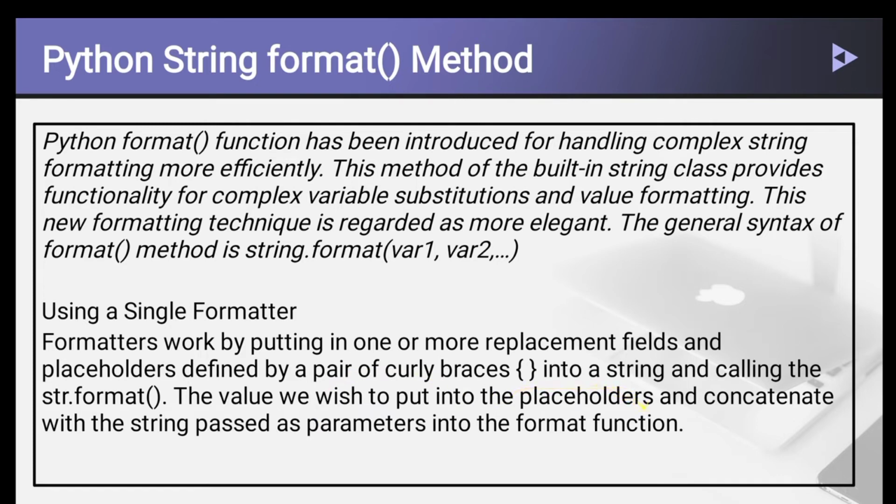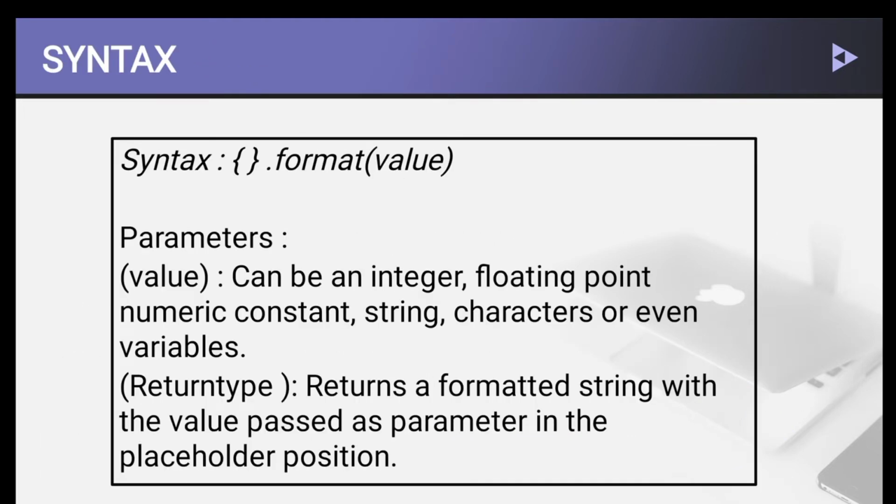brackets in a string. See, before we used the modulus operator, right? Here we use placeholders, empty curly brackets, nothing but placeholders. If you come from a background of HTML or something, we know about placeholders, which are used to place a value for further use. In the same concept we use curly brackets here and call string dot format. The value we wish to put in the placeholders is concatenated with the string and passed as a parameter into the format function. See the syntax.